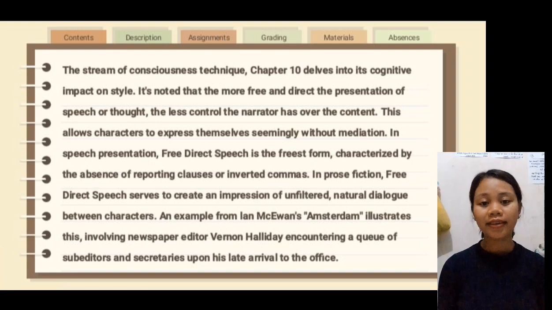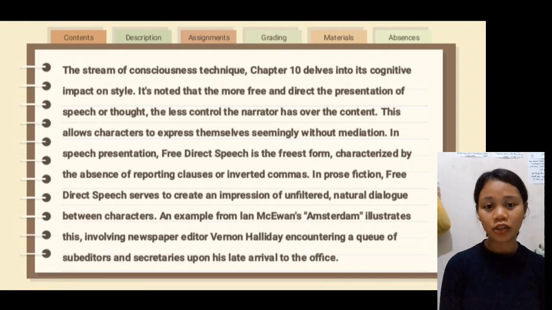So in here, the stream of consciousness technique affects writing style by looking at how our brains work. When character speech or thoughts are shown more directly and freely, it means the narrator has less control over what's being said. This lets the characters express themselves as if there's no one filtering their thoughts or words. Free direct speech is the freest form, where there aren't any reporting clauses or quotation marks.